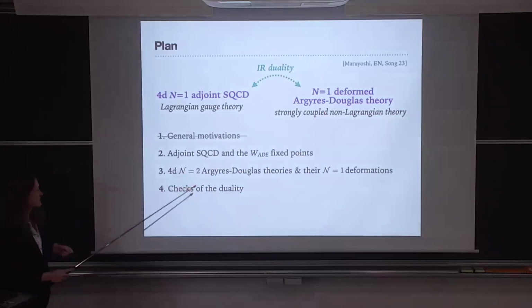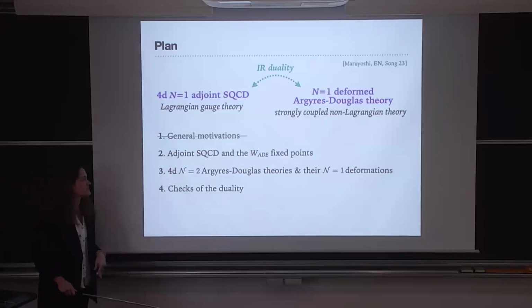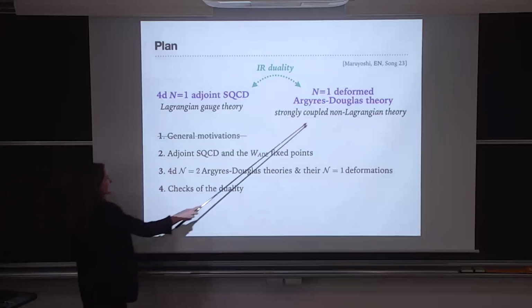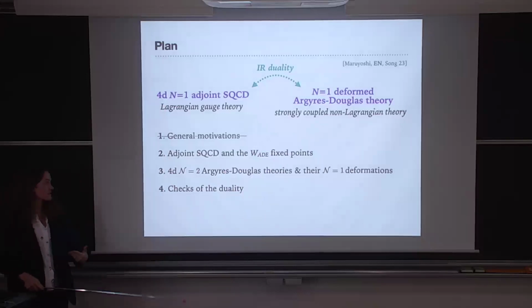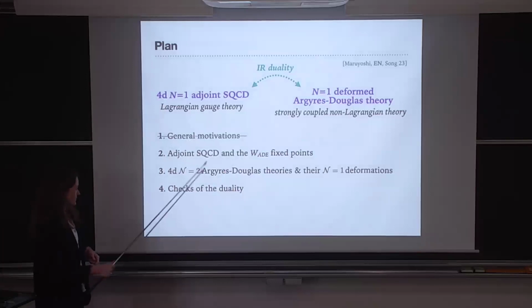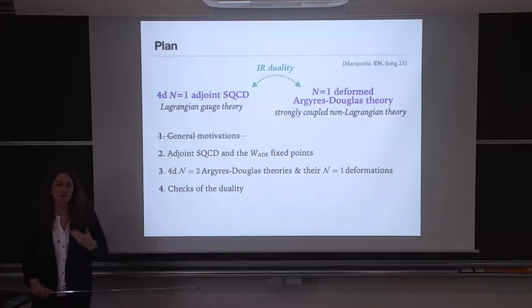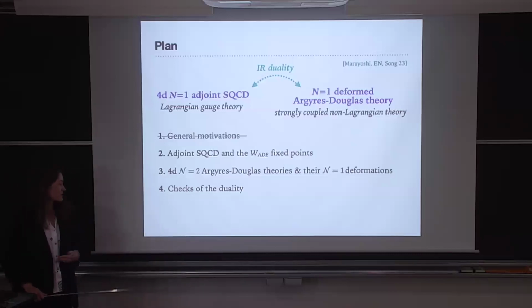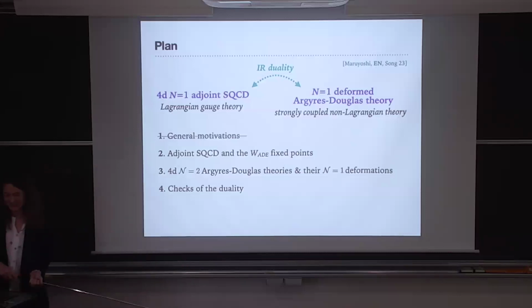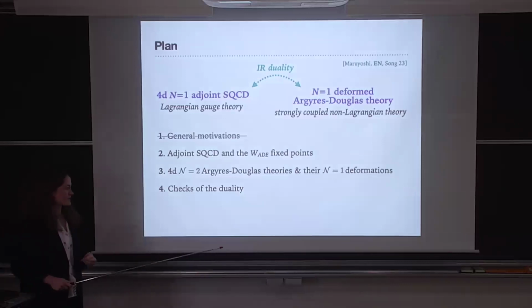And so for the rest of the talk, first I'm going to tell you a bit of a story about this adjoint SQCD and its fixed points. And then I'm going to tell you a little bit of a story about these N=2 Argyres-Douglas theories and their N=1 deformations that we're going to be interested in here that form this duality. And then I'm going to tell you some of the non-trivial checks that should give you some confidence that this is a good conjectured duality. Very difficult to prove dualities in general, so you should do as many checks as you can possibly get your hands on, is the state of things. So are there questions before I get into the meat of the talk?